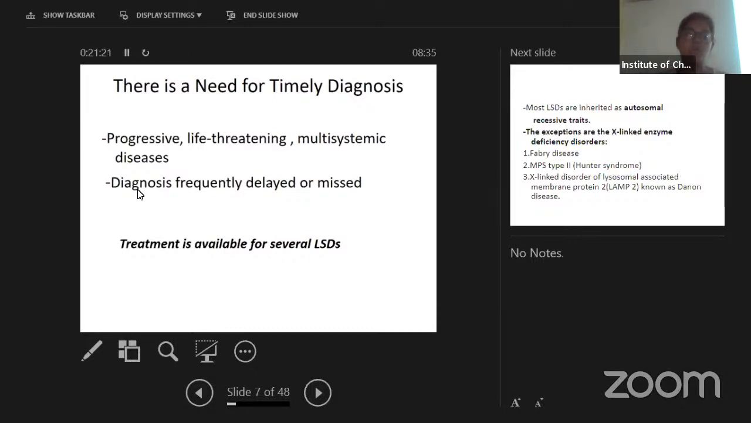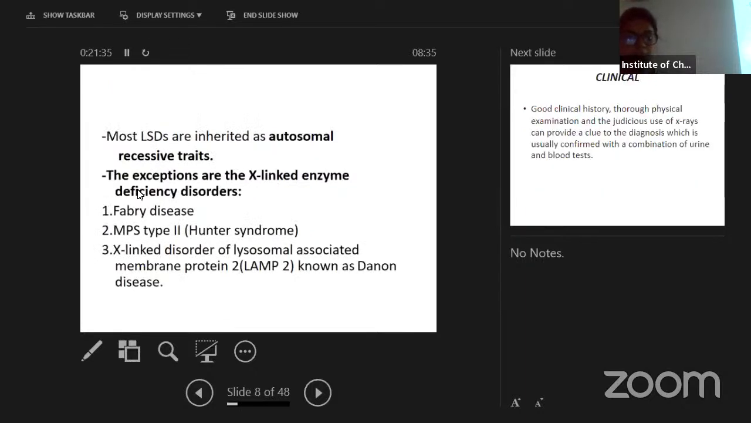Why is it so? Because this disease has a large spectrum of presentation. Sometimes patients with the same gene mutation present early in life, or sometimes may be asymptomatic throughout life. Most LSDs are inherited as an autosomal recessive trait, except 3: Fabry disease, Hunter disease, and Danon disease. These are X-linked enzyme deficiency disorders. It can be easily memorized by the mnemonic HDFC: H for Hunter disease, D for Danon disease, F for Fabry disease, and C stands for female, that is X-linked enzyme deficiency.